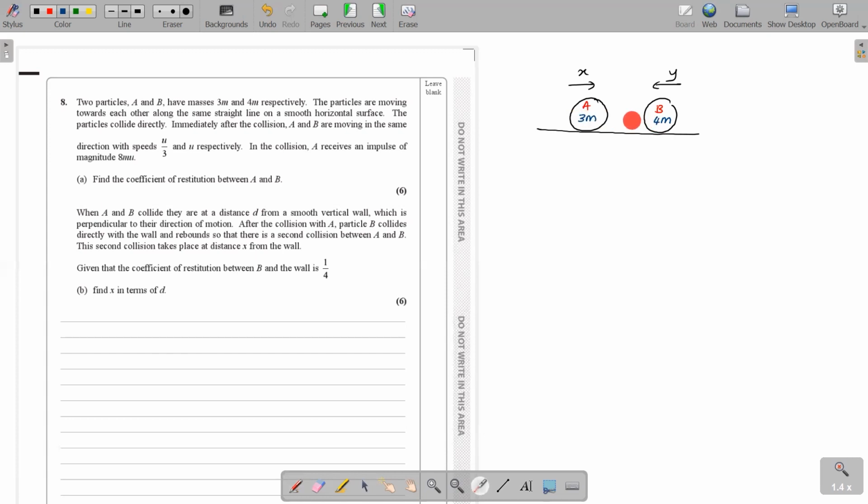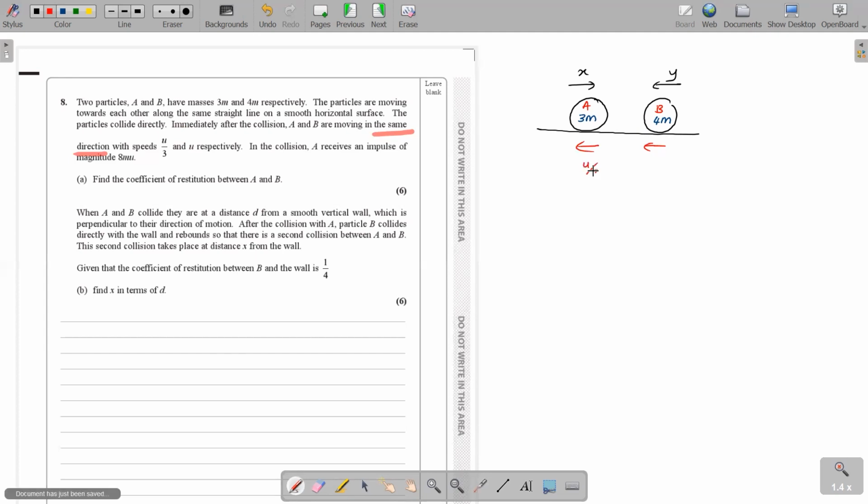Immediately after the collision, A and B are moving in the same direction, with speeds u over 3 and u. Now when you are marking the speeds, they have not mentioned the direction, but you need to use your common sense here. When they say they are going in the same direction, either both of them are going to the right or both of them are going to the left. So you need to decide whether both are moving to the right or to the left, and that needs to be correctly decided.